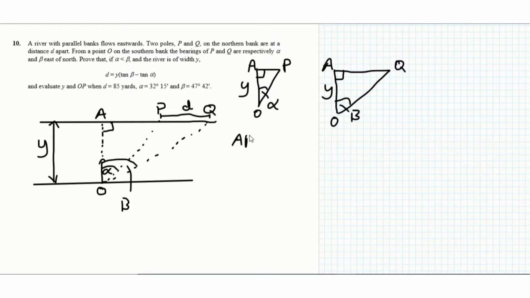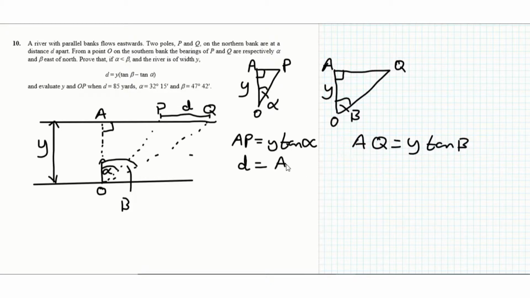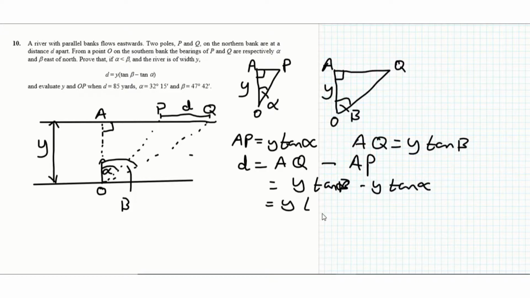And here AQ is equal to y tan beta, and as I said before, d is equal to AQ minus AP, and that's equal to y tan beta minus y tan alpha, that's equal to y times tan beta minus tan alpha, and that's what we require.